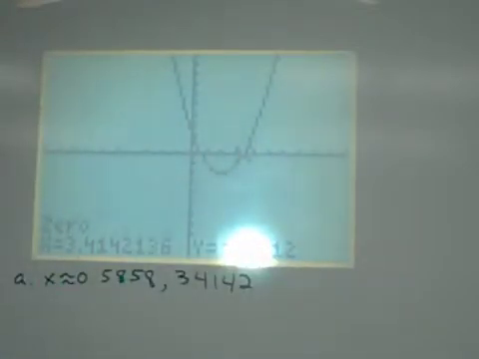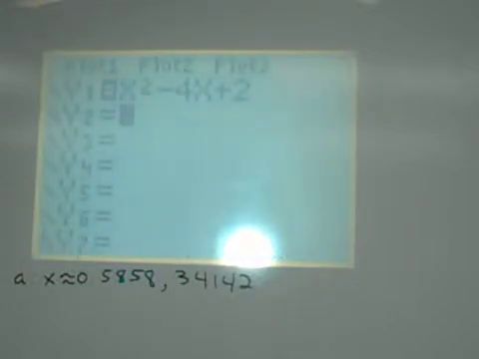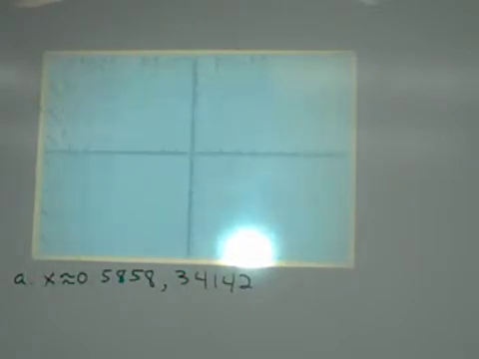In part B, we're using a different equation. So we're just going to go y equals and change this value to x squared minus 4x plus 4. That's the second equation we're finding the solution to. When we graph this, we've already got a standard window. Notice that it looks like it just comes down and touches the x-axis.